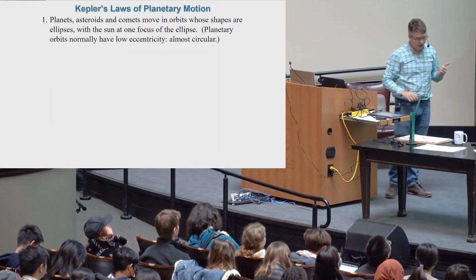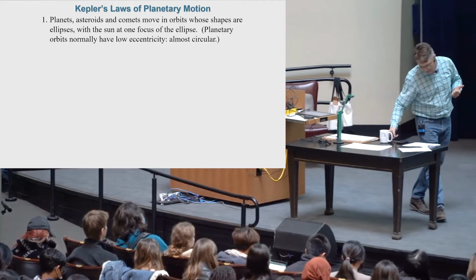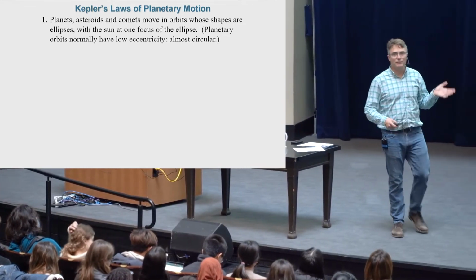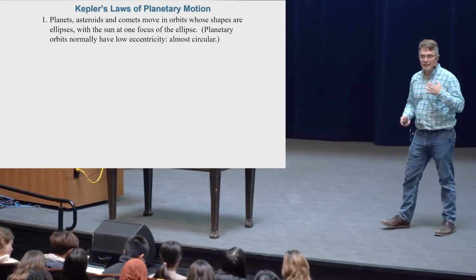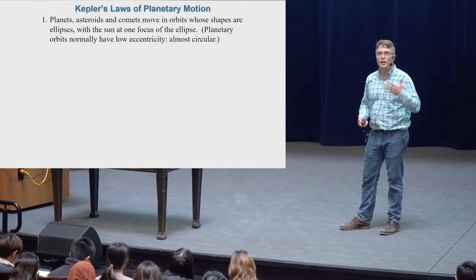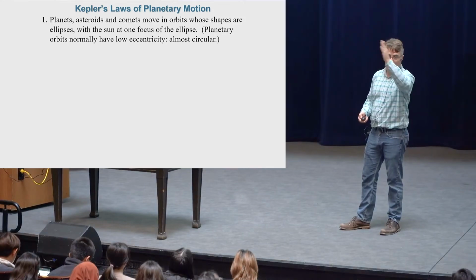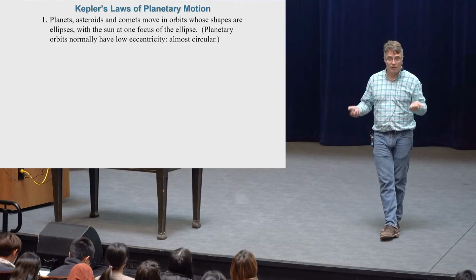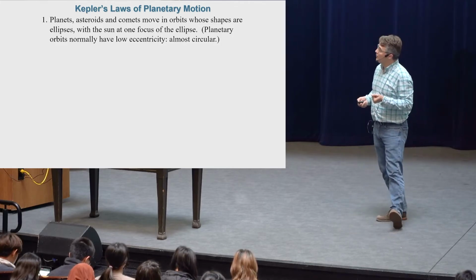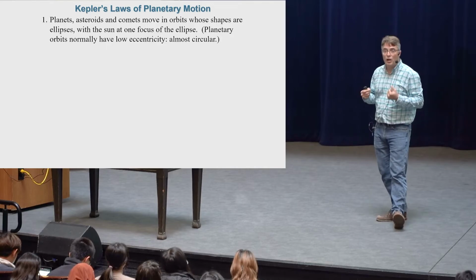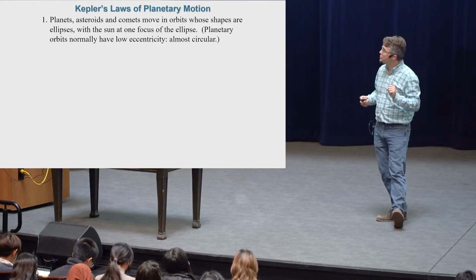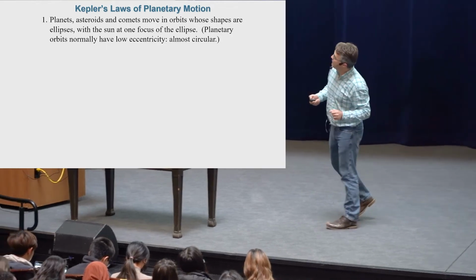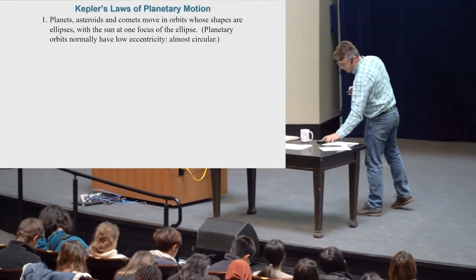So here are Kepler's laws of planetary motion. And these, by the way, they're not really based on anything. This is before Isaac Newton wrote down Newton's laws. Kepler just described mathematically what he was seeing with the positions of the planets. So first of all, planets and other objects like asteroids and comets move in orbits whose shapes are ellipses with the sun at one focus. And most planets have low eccentricity, almost circular.